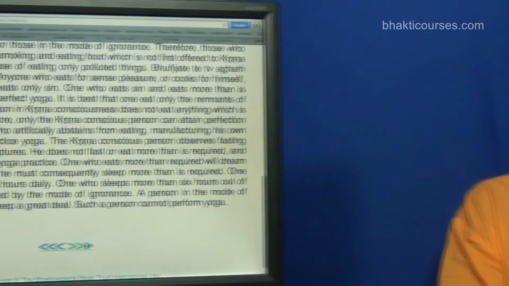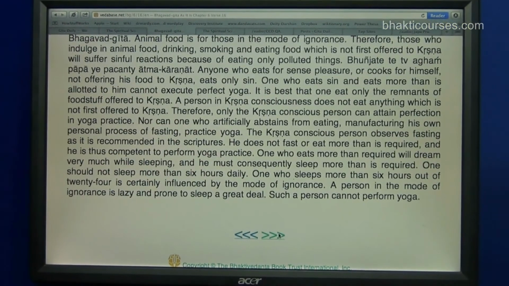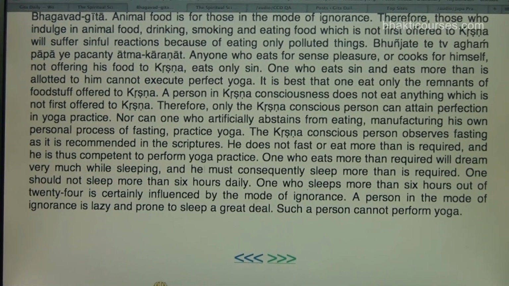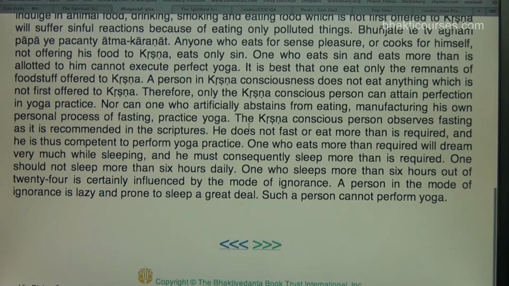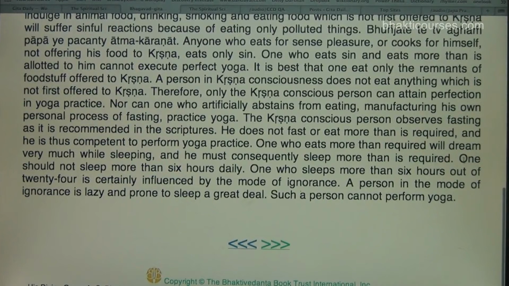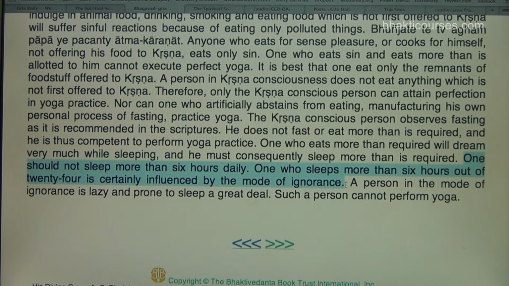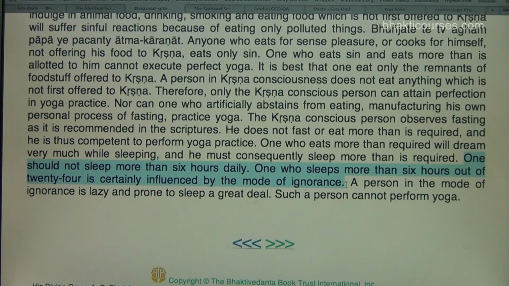Have balance. And these purports are very beautiful, very instructive here. So Prabhupada first says, don't eat too much means don't eat meat, and then he says here, one should not sleep more than 6 hours a day. One who sleeps more than 6 hours out of 24 hours is certainly influenced by the mode of ignorance.